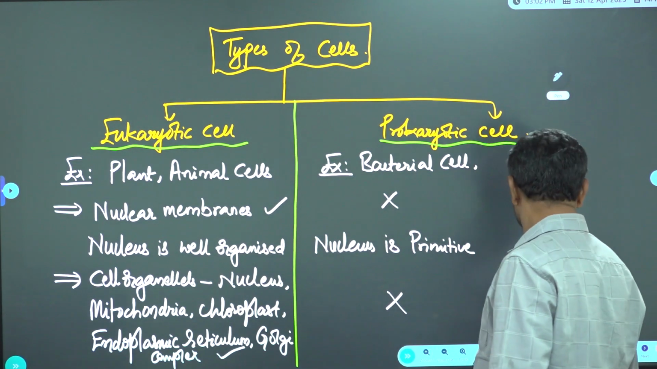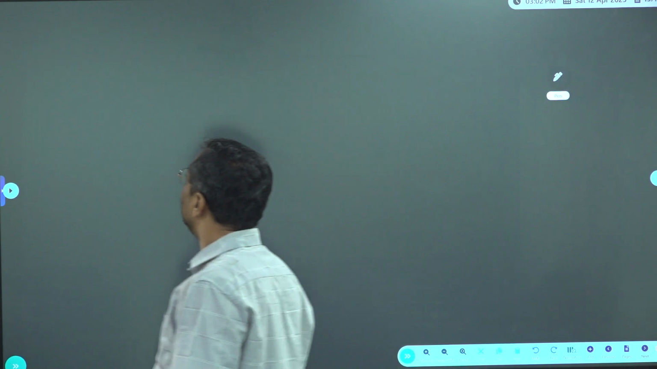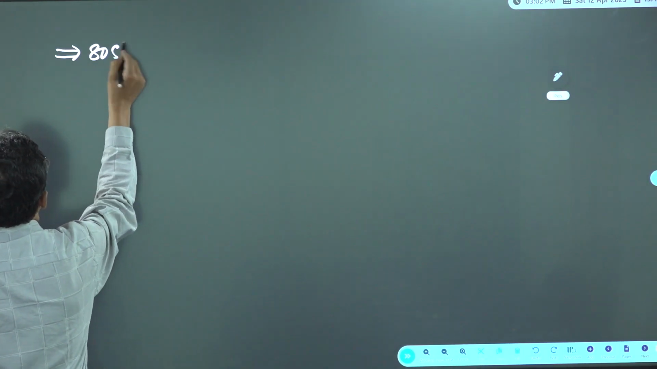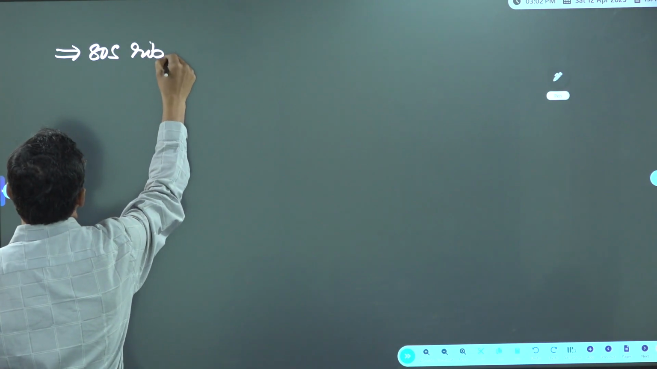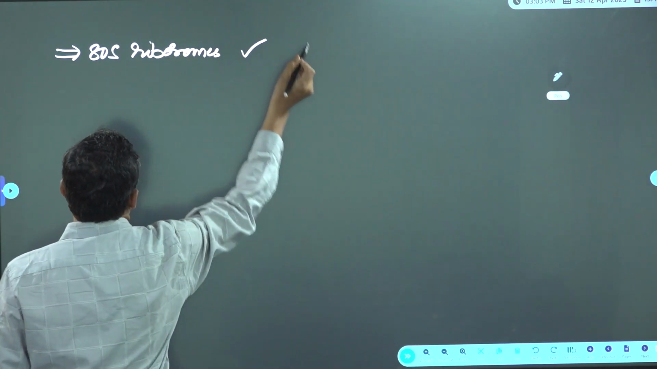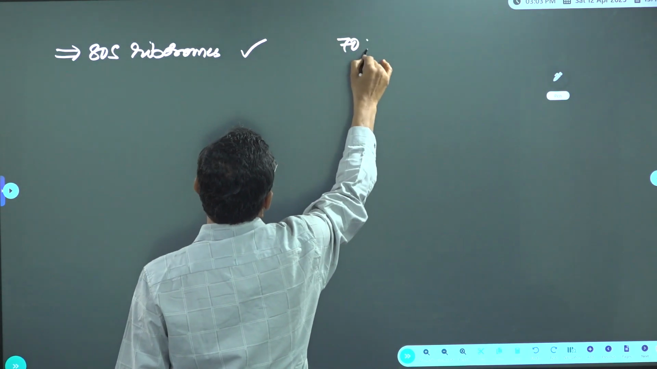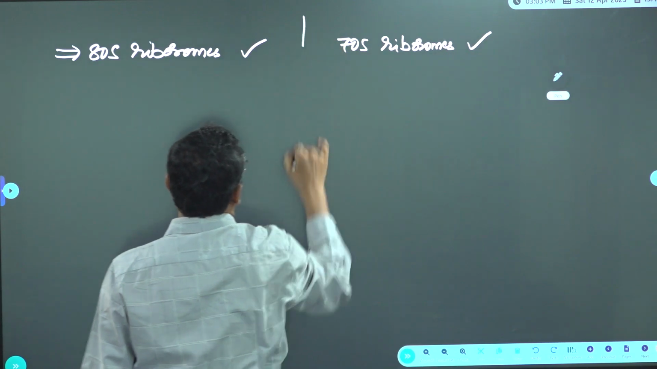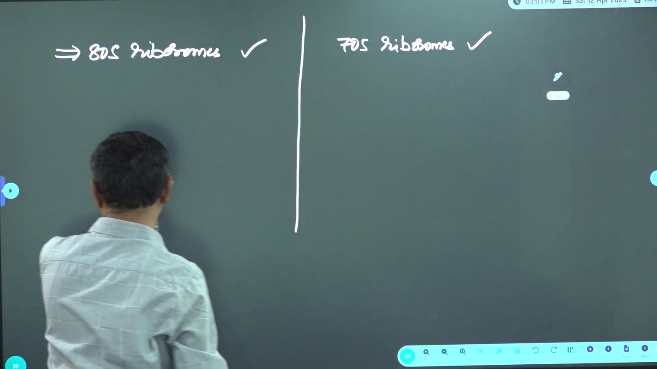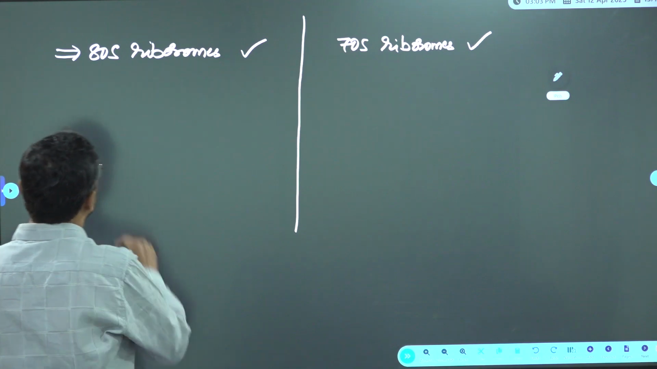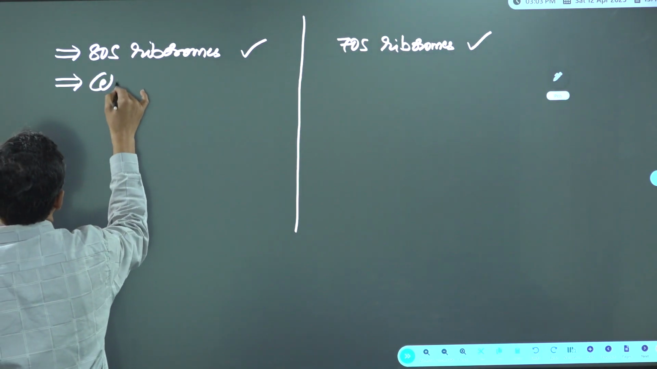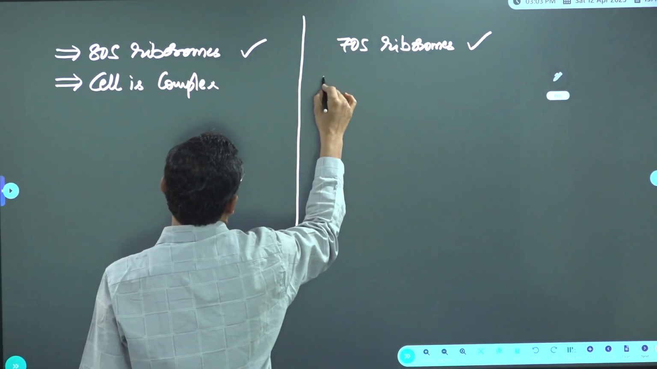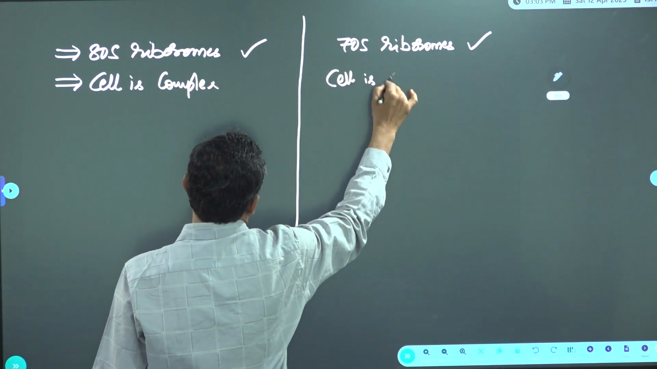And then here in eukaryotic cell, 80S type of ribosomes are present, and here 70S ribosomes are present. And here the cell is complex, and here the cell is simple.